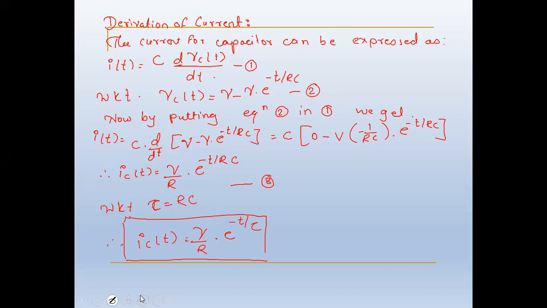Now, if we have to identify the variation of current, to start with, the variation of current for the RC circuit. To plot the variation of current with respect to time, we have to consider the values of t. The initial value for t is equal to 0, IC(t) will be V by R into e raised to 0, which is V by R.